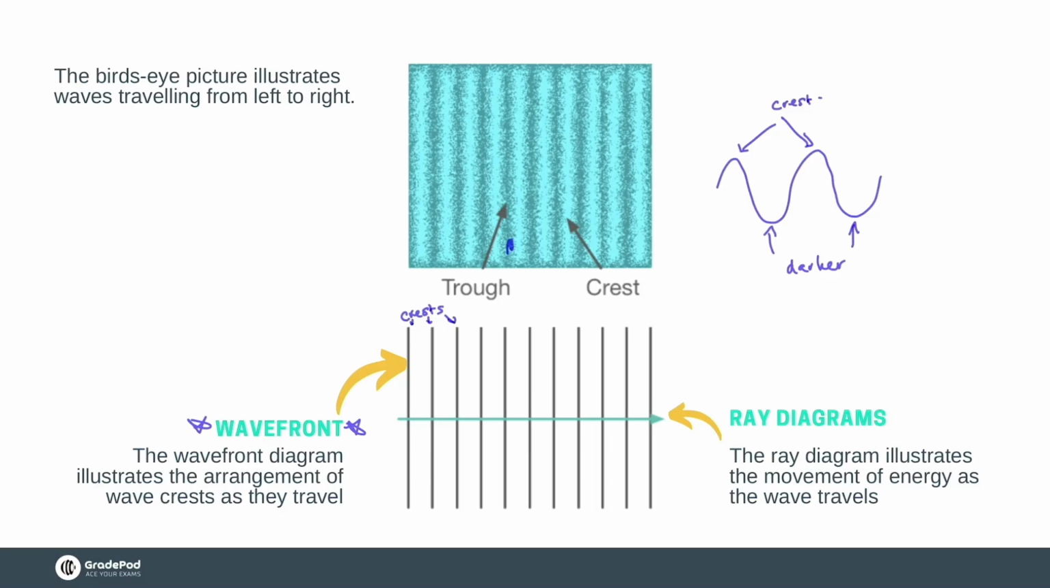Conversely, you may see something called a ray diagram. And a ray diagram illustrates the movement of the energy as the wave travels. So instead of drawing all the wavefronts, because let's be honest, that's a lot of work, we just draw one line with an arrow on the end that shows the direction of the energy travel. And again, this will become more clear when we look at reflection diagrams, refraction diagrams. But for the meantime, let's just be aware that you can represent waves using a wavefront diagram or a ray diagram.